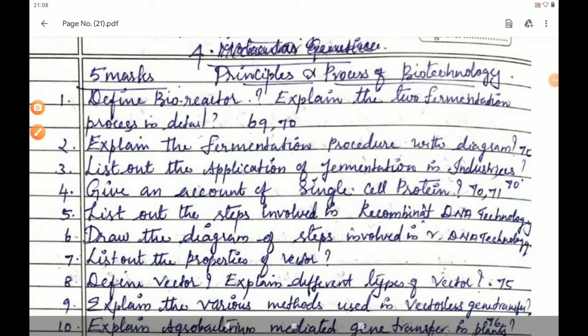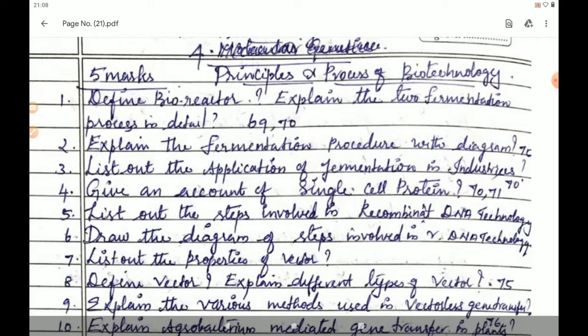Good morning students. Today we go through the lesson Principles and Process of Biotechnology in Plus 2 Bio-botany. Five more questions of this lesson are: first question is, define bioreactor, explain the two fermentation processes in detail. Answer for this question is given in page number 69 and 70.